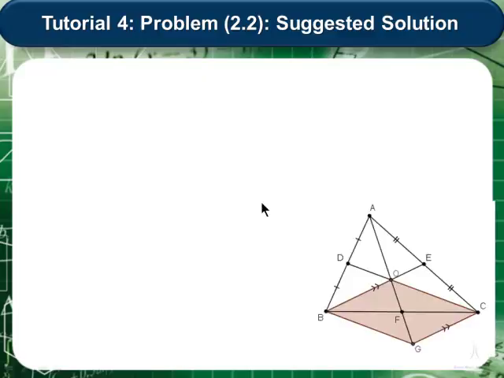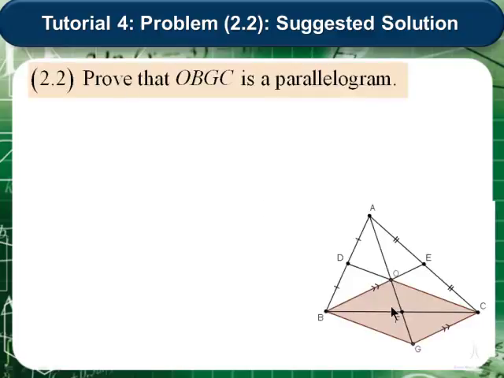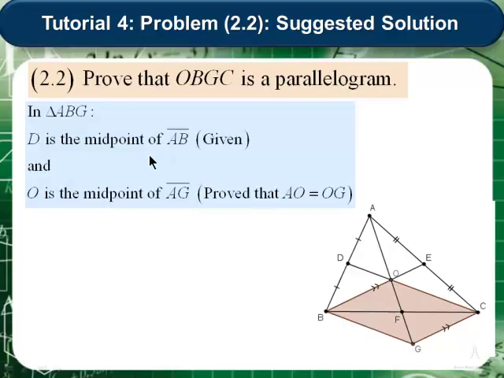Let us look at a suggested solution to problem 2.2 from tutorial 4. Here we need to prove that the shaded quadrilateral is a parallelogram. Now note what we already know. We already know that BO is parallel to CG. So if we could prove that OC is parallel to BG, then both pairs of opposite sides will be parallel, and it will be a parallelogram. And that's exactly the way we will proceed.